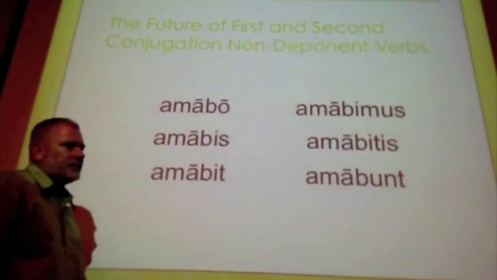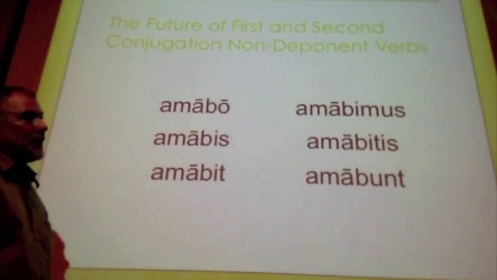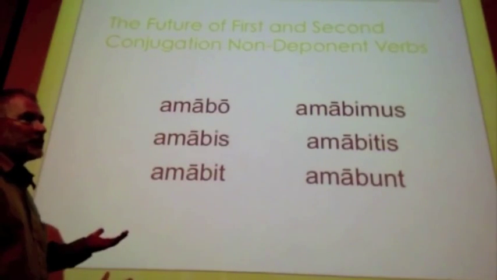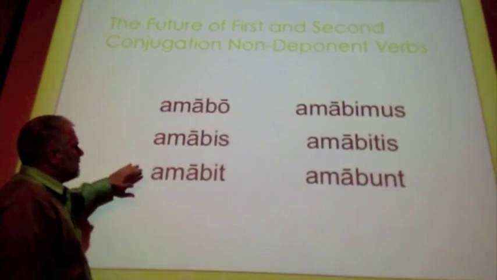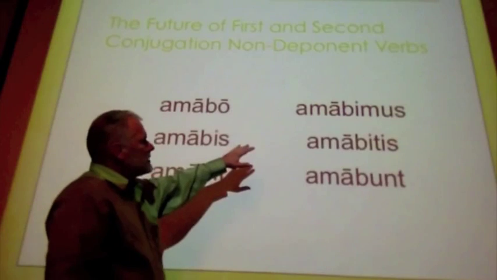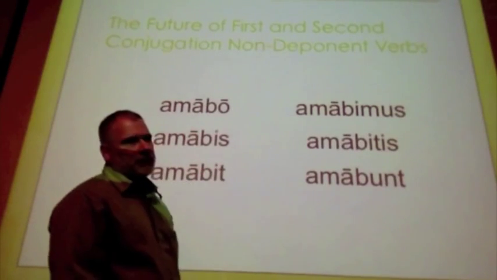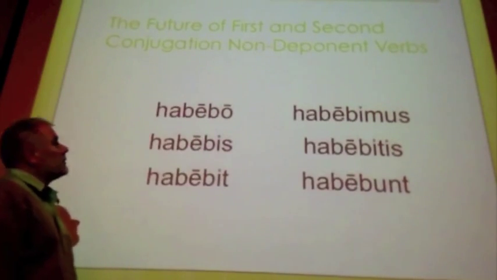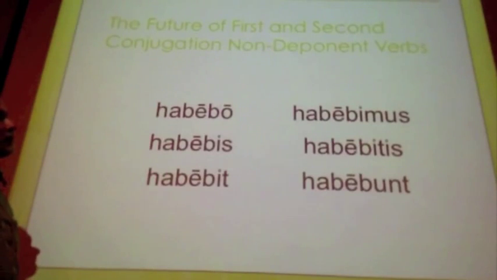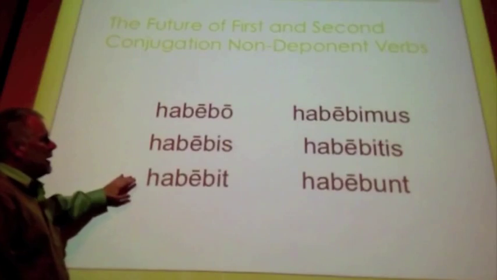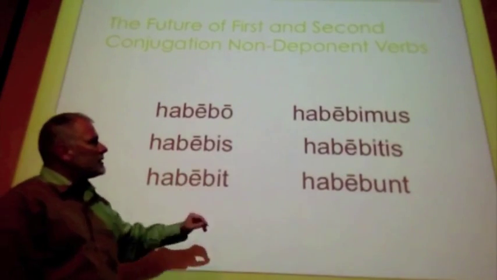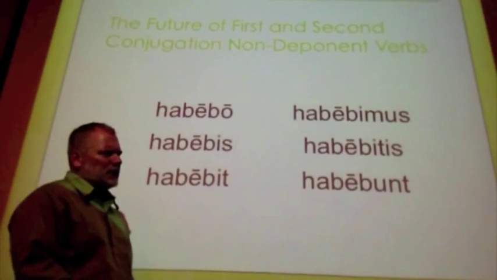Let's do it. So from our stem amab, when we add the third conjugation endings, we wind up with amabo, amabis, amabit, amabimus, amabitis, amabunt. Similarly, for the second conjugation verb habeo, we get habebo, habebis, habebit, habebimus, habebitis, habebunt.